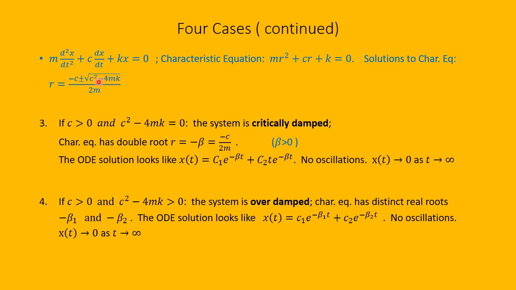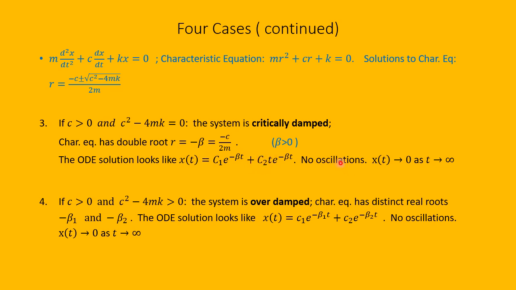In that case, this discriminant is going to be 0, so I just have minus c plus or minus the square root of 0 over 2m, and so that tells us that the solutions are going to be a double root, a root of multiplicity 2. R is minus c over 2m, and we'll call that minus beta, where beta is a positive number. So in that case, the solution to the differential equation looks like x of t equals a constant times e to the minus beta t plus another constant c2 times t e to the minus beta t. This is purely involving exponential functions, and I guess a factor of t here.